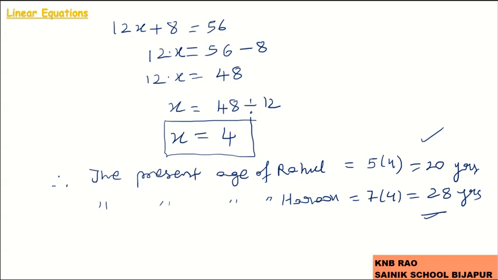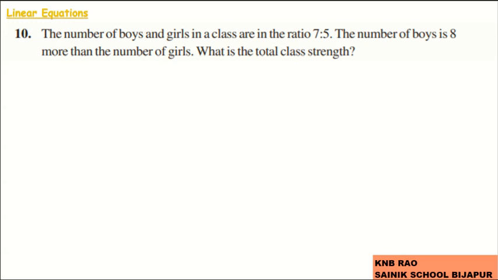Now, students, coming to question number 10. In question number 10, the number of boys and girls are in the ratio 7:5. The number of boys is 8 more than the number of girls. What is the total class strength?